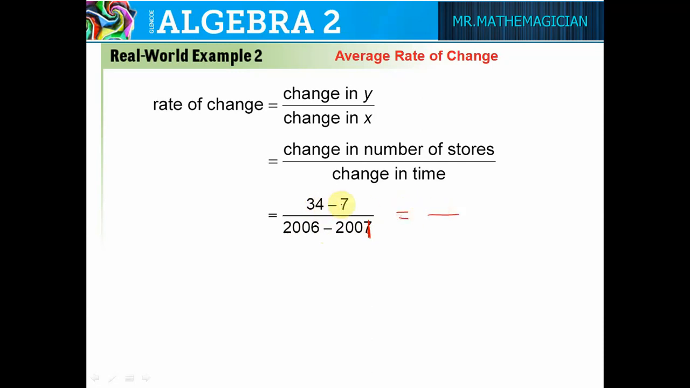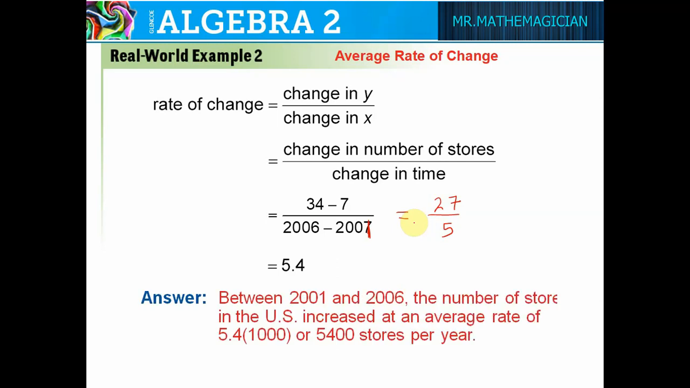So 34 minus 7 will give 27, and 2006 minus 2001 will give 5, and this will be 5.4. So between 2001 and 2006, the number of stores in the United States increased at an average rate of 5.4, of course in thousands, meaning 5,400 stores per year.